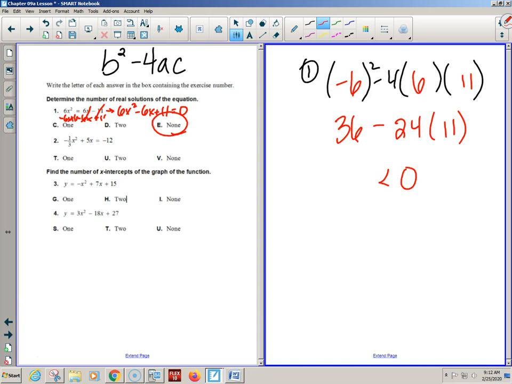But could we have actually gotten the answer by subtracting? Yes. But what I'm going to say is it's negative. And as soon as that discriminant is negative, we know not to even go any farther.